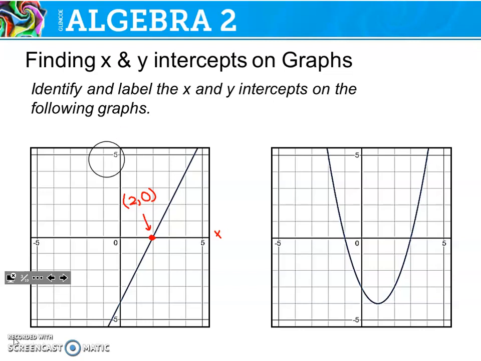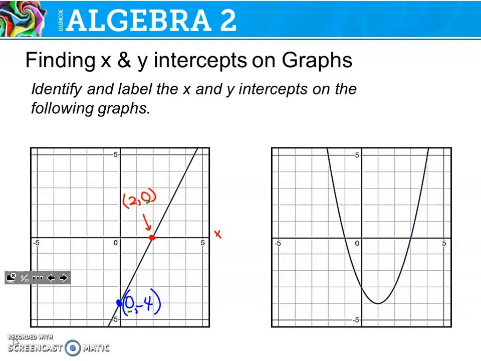Y-intercepts. I'm looking down my y-axis for y. Oh, right there. There's my y-intercept. Okay. This y-intercept, well, it's -4. Okay. And -4 would be the y value of that point. So what would my x value be? 0. That also goes back to that last slide, okay? For an x-intercept, our y value is 0. For a y-intercept, our x value is 0. Interesting. Let's go over here to the next picture.